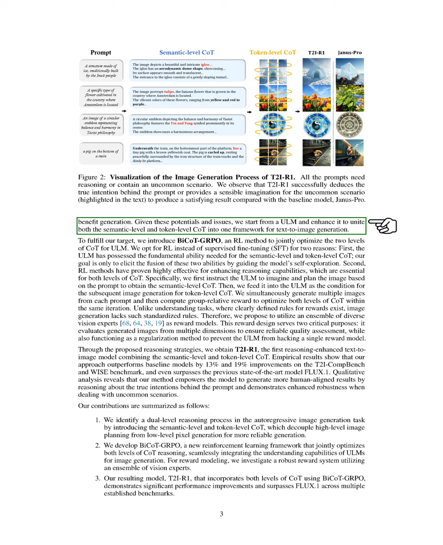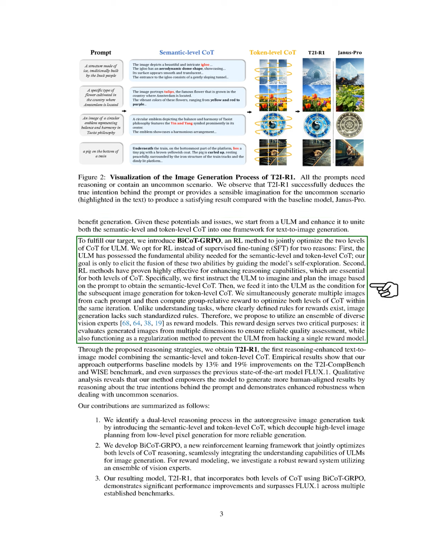To address these issues, we propose to enhance a ULM by integrating both levels of CoT into a single framework for text-to-image generation. We introduce BiCoT-GRPO, a reinforcement learning method designed to optimize both levels of CoT together. We choose RL over supervised fine-tuning for two reasons. First, the ULM already has the basic abilities needed for both levels of CoT, and we aim to encourage the combination of these abilities through guided exploration. Second, RL has proven effective in improving reasoning skills, which are crucial for both levels of CoT.